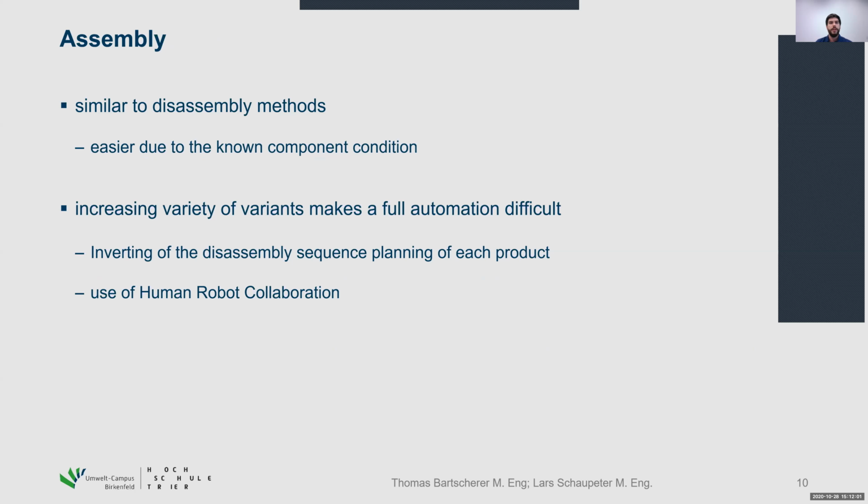In terms of complexity, assembly is a similar process to disassembly, but it's easier to solve. You can, for example, invert the disassembly order to an assembly plan for the particular part. So the same approaches and procedures can be used, with the special feature that the starting position and orientation, as well as the condition of all individual parts, are known. Here, human-robot collaboration is also a possible way to create a flexible automation for the increasing variety of variants.